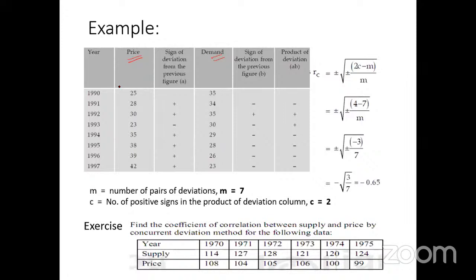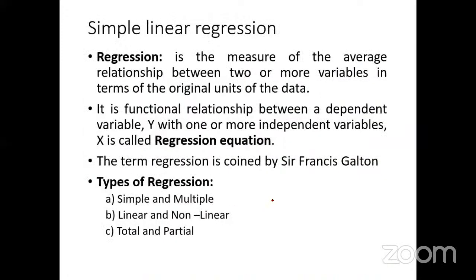Whatever the pattern of price and demand, we have to assign signs to them. If 25 goes increasing, we make it a positive sign. It is again increasing, positive sign, then decreasing, negative, and so on. We assign signs to our numbers. Based on these, we take the product of those signs: positive sign and negative sign will give negative. Positive into negative is negative, positive into positive is positive, negative into negative is positive. Based on those pairs, we have to count how many pairs of deviation there are. Here in the problem there are 7 pairs, and the number of positive signs is 2. Those values we consider in the formula, and you can calculate the relationship between these two variables. Now, that is all about the correlation coefficient.